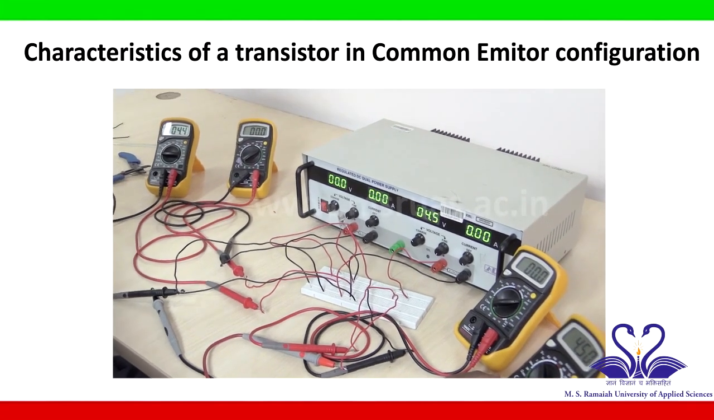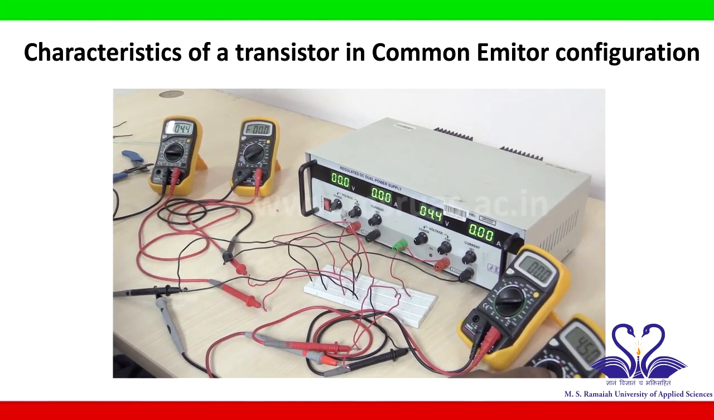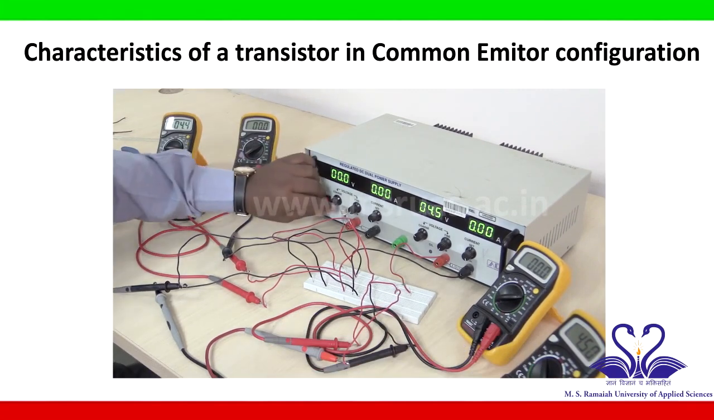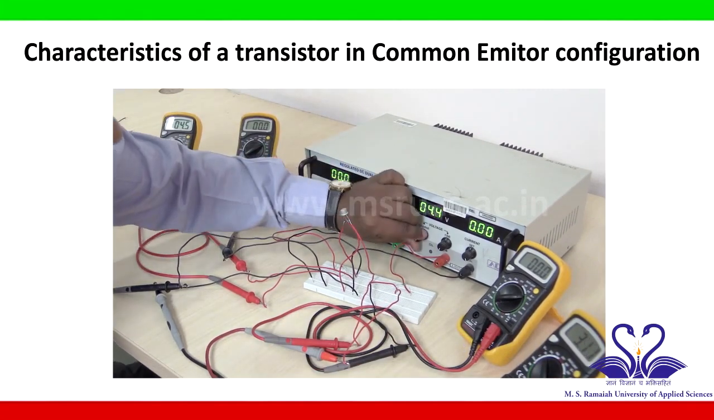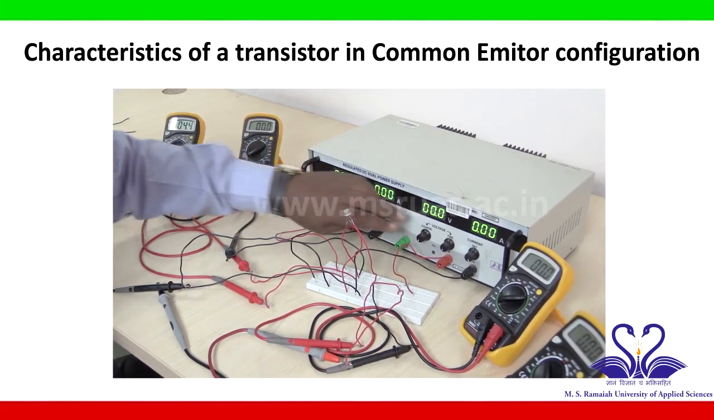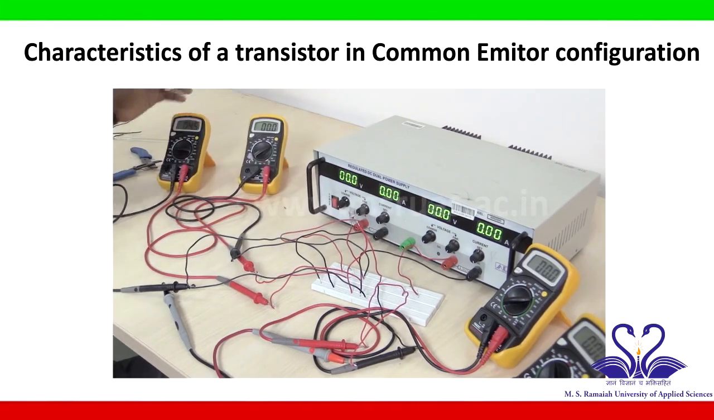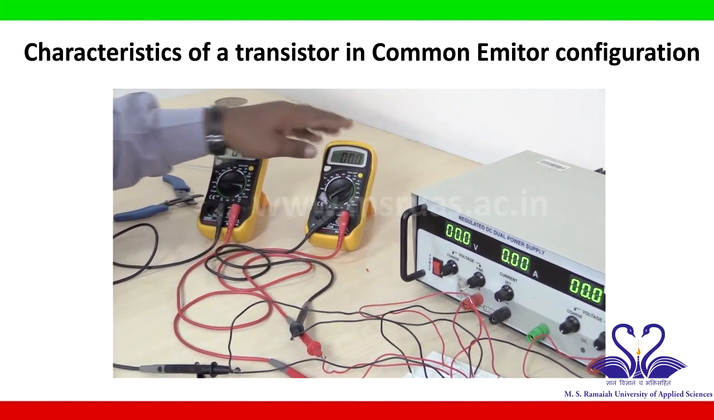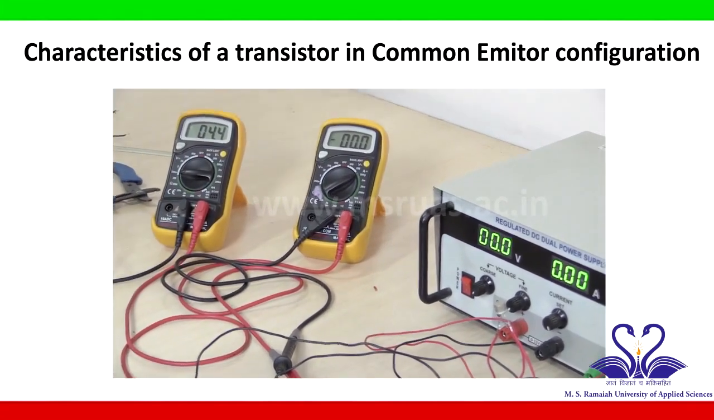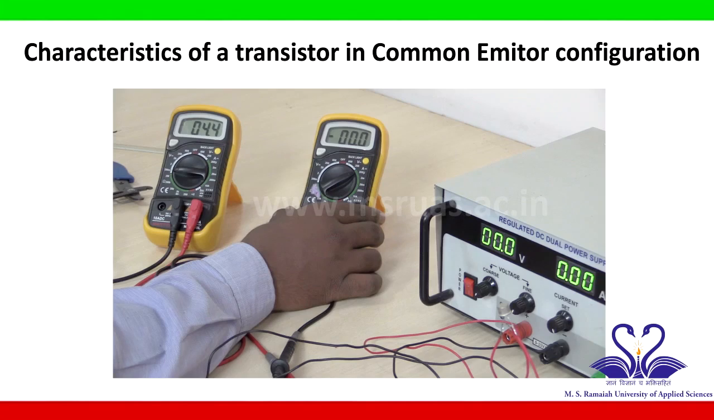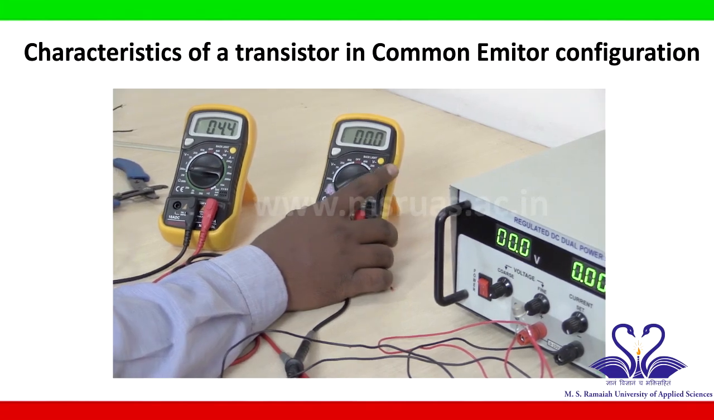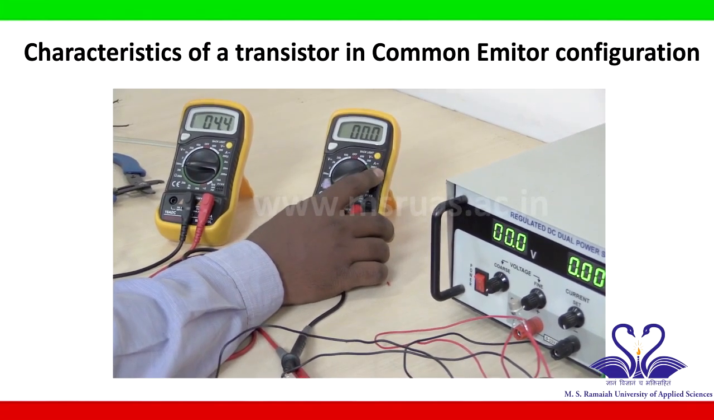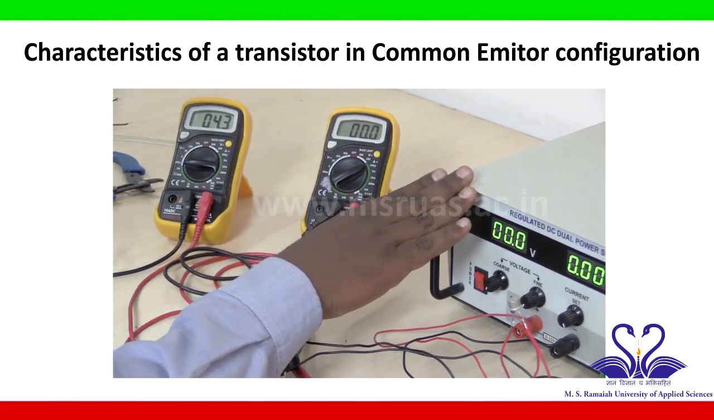Now we will start to take readings for the output characteristic. So before that, make the voltage source value 0 volt, both voltage sources set to 0 volt. Now this is VBE, this is IB. So to draw the output characteristic, I have to set IB as 20 microamps. To set this IB as 20 microamps, I have to change the voltage source VBB.